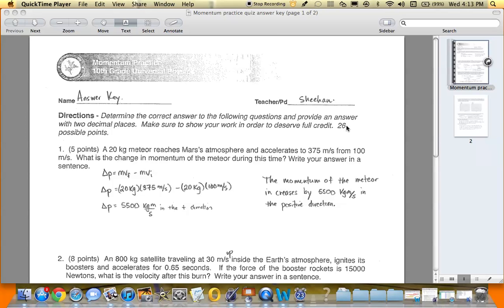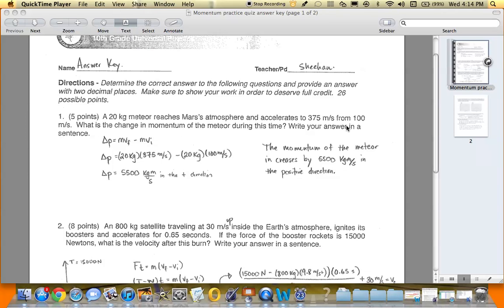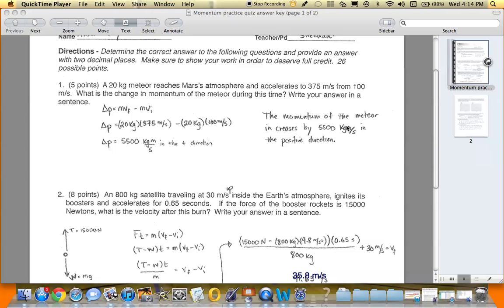Okay, everybody. I just want to take a couple minutes and go over the momentum practice quiz that you did either on Wednesday during class if you're in the morning or on Thursday if you're in the afternoon class. So let's go over this. This is the first one. Now, all these problems deal with momentum, impulse, and the conservation of momentum.